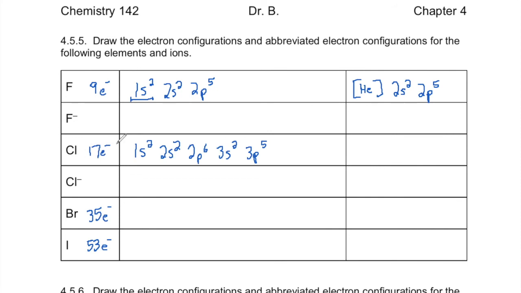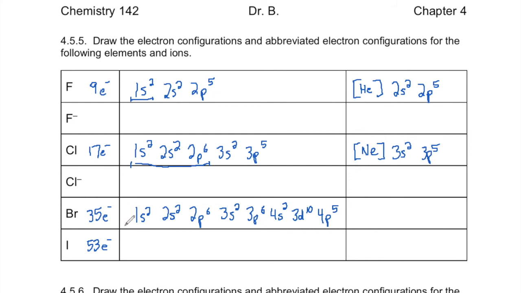So chlorine has 17 electrons, the 1s2, 2s2, 2p6, 3s2, and then there's only 5 electrons left to go into the 3p orbital. So it's 1 fewer than what argon would have. So instead we'll have to abbreviate this as neon. This part is like neon, these first 10, and then we have 3s2, 3p5.